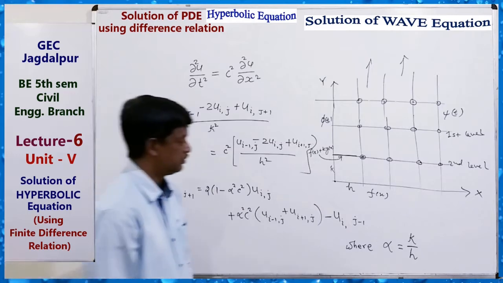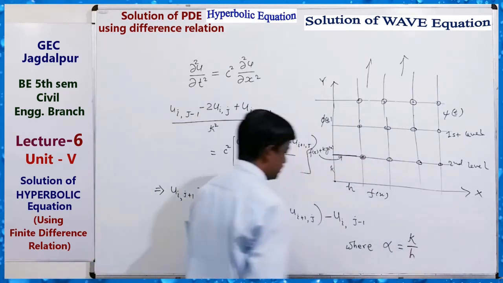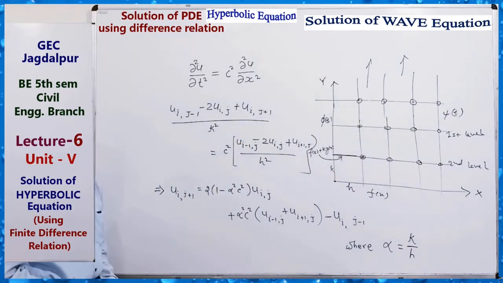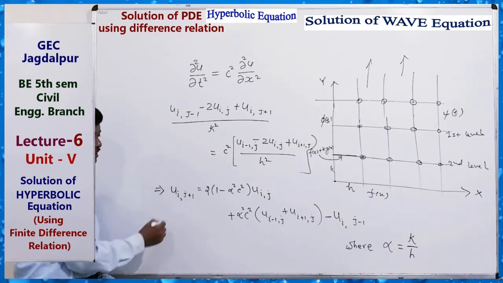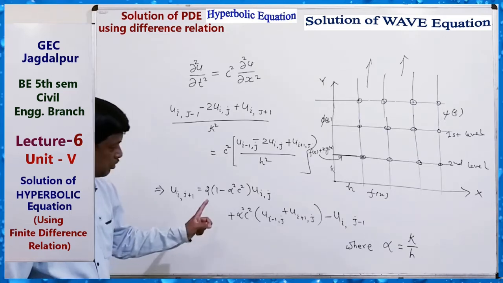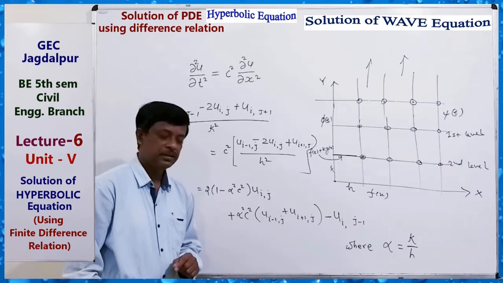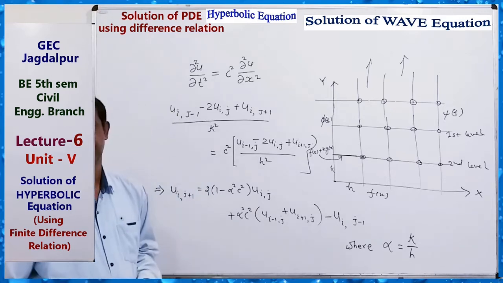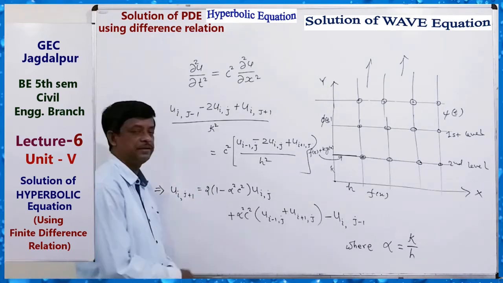Clear? So this alpha equals k by h. This is our formula, an implicit formula where alpha is present.